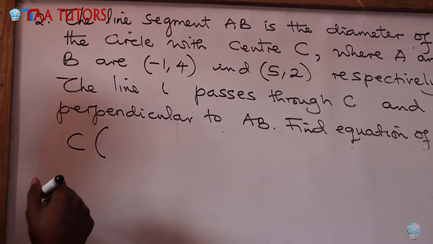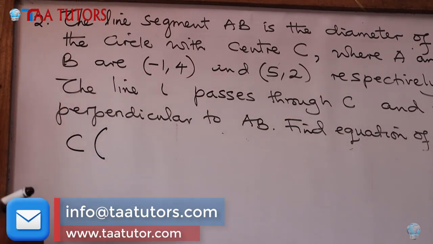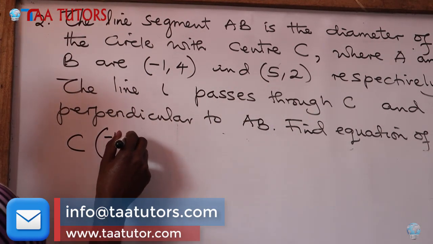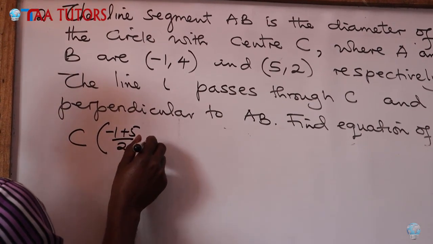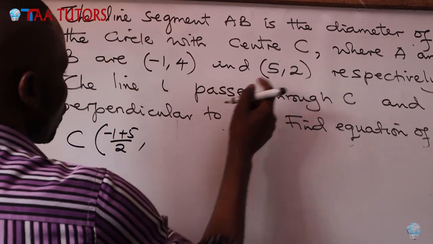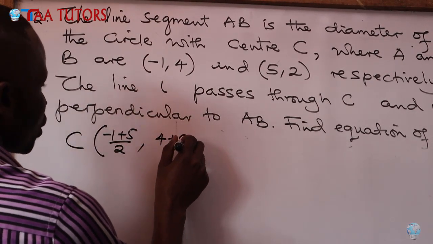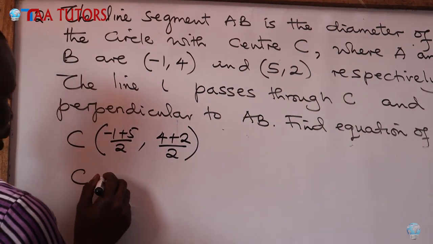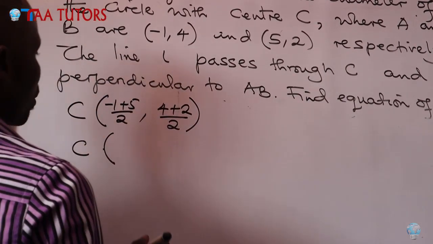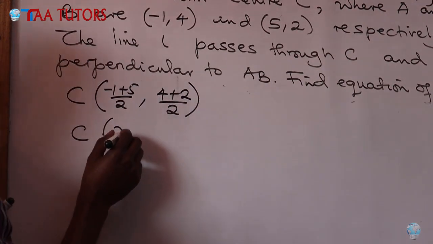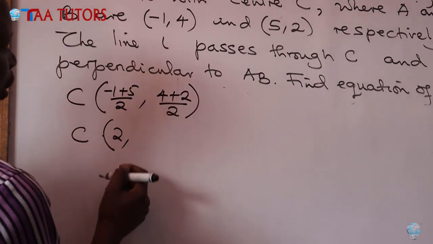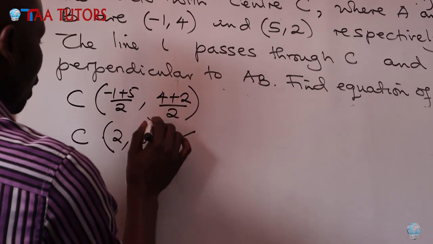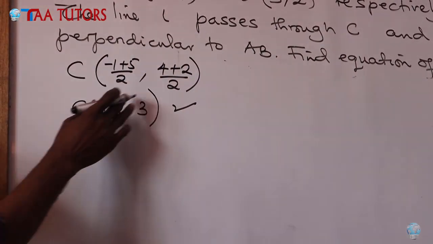Now the first thing I want to do is to get C, which is the midpoint. Like I said, the midpoint of a line is x1 plus x2 over 2, and x1 here is -1 and 5. So I'll say -1 plus 5 over 2. Then y1 plus y2, which is 4 plus 2 over 2. So -1 plus 5 is 4 over 2 is 2, and 6 over 2 is 3. So we have the midpoint, point C, which is the center of this circle.